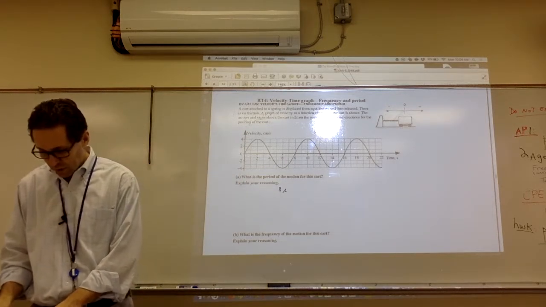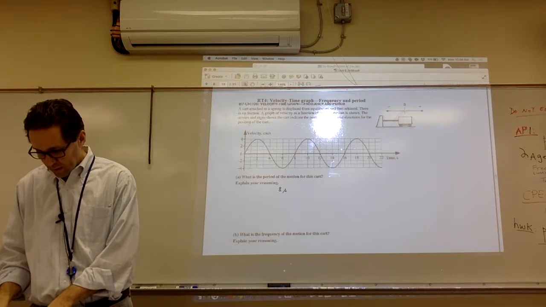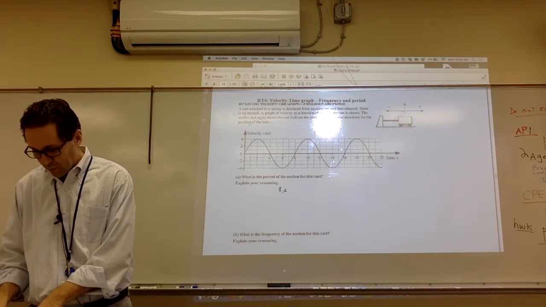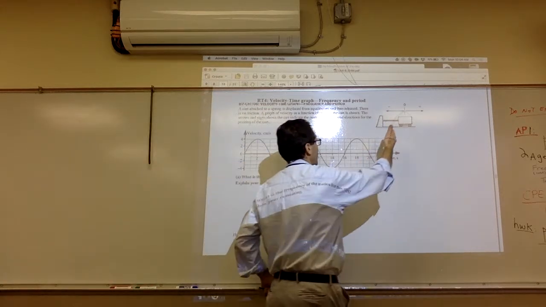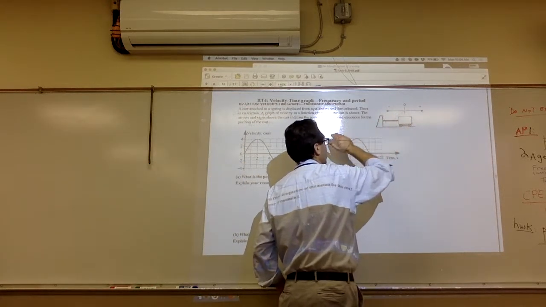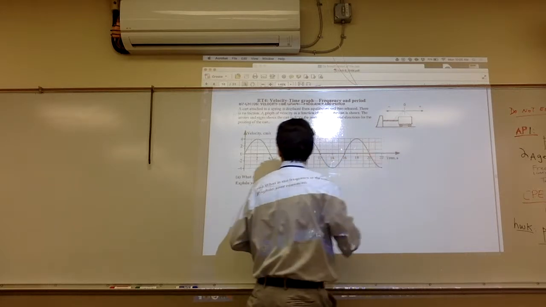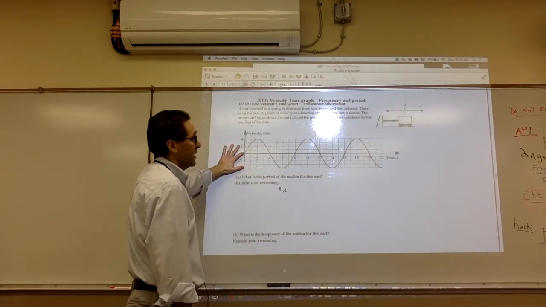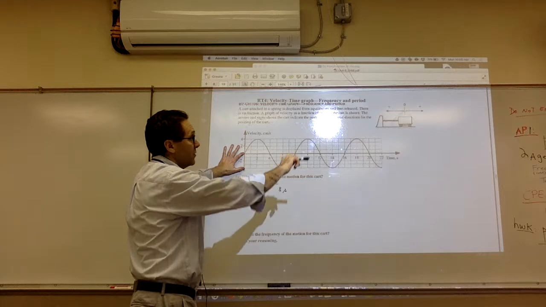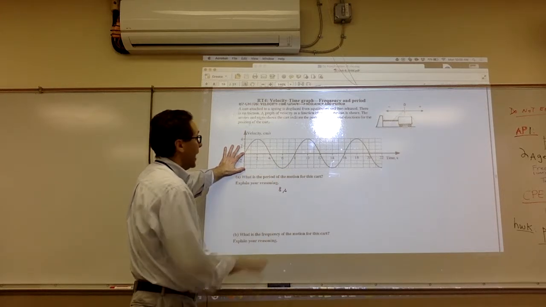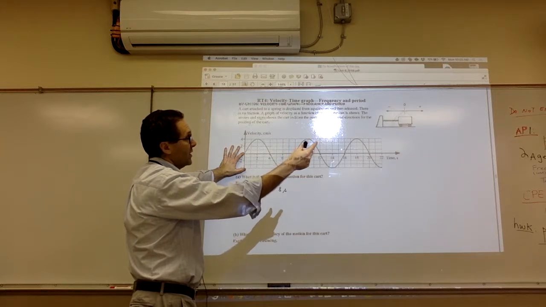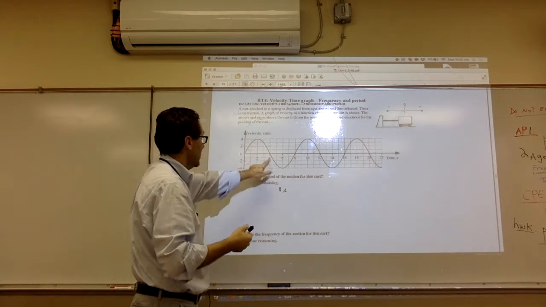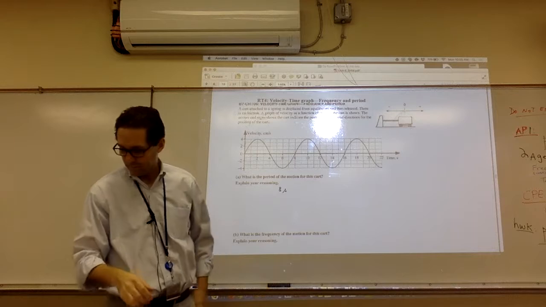Okay. In which direction was the cart displaced from equilibrium before it was released? Well, it had to be pushed to the left, because when it first started, it had a positive velocity, which means it started moving to the right. So it had to be pushed to the left, because if you pulled it to the right, when you release it, it will have a negative velocity, and this whole thing will be flipped.